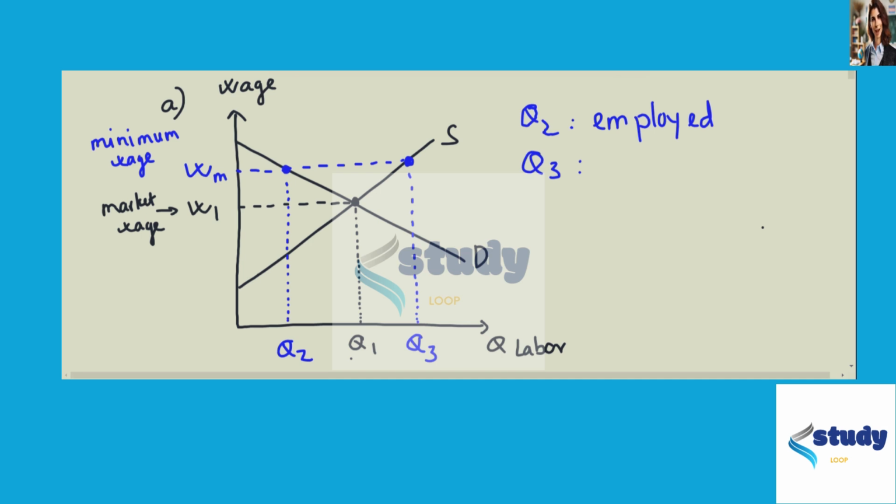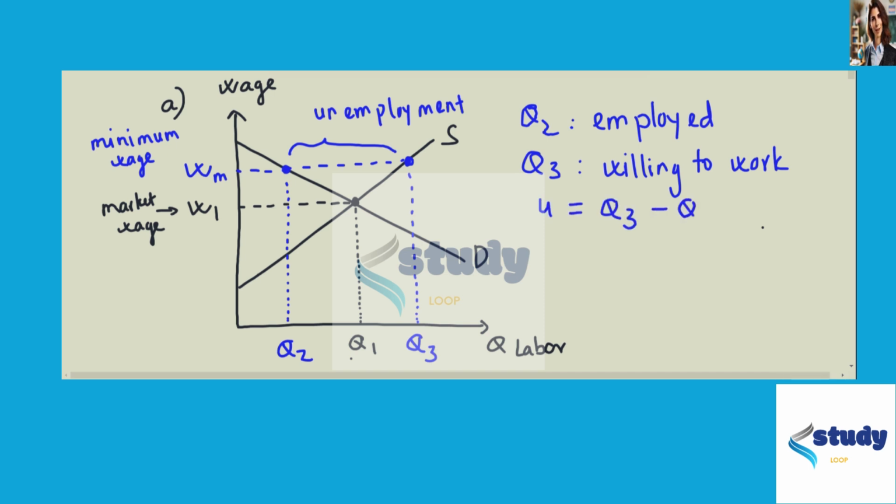Q3 is the number of workers that are willing to be employed at this minimum wage, but they can't. Therefore, we have unemployment, which is the difference between Q3 and Q2.